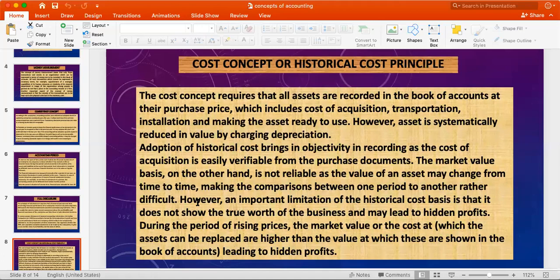Cost concept or historical cost concept. Now, cost means the value of any item or any raw material you are buying in order to manufacture the goods or the products of your business. So anything we are buying, the value of what we are buying is the cost. And historical cost means the day when you bought the particular item, whatever the price was, whatever value that item was having, will be the cost of that item, and it will remain the same from the first day till whatever day you are in the books of accounts.